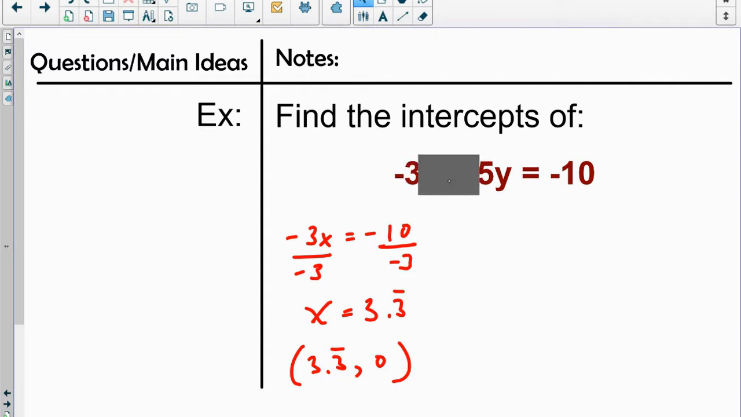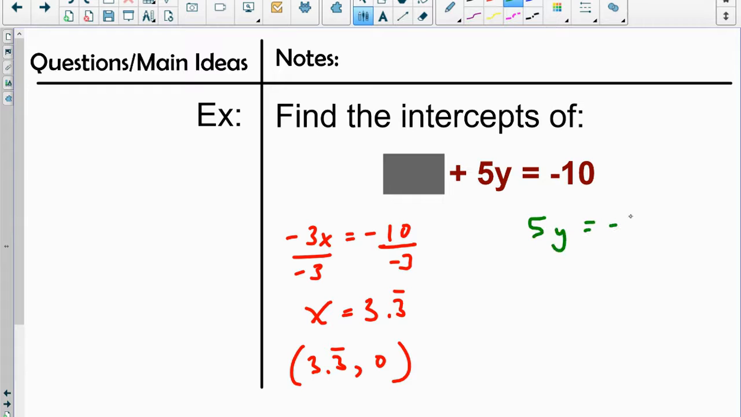I move my box over, remembering to uncover that symbol, the plus or minus symbol, because that's part of the 5y. And I solve the remaining equation. 5y equals negative 10. I divide by positive 5 on each side. And I get y equals -2. So we covered up the x, so that was 0, and we got a y-coordinate of -2 as the intercept.